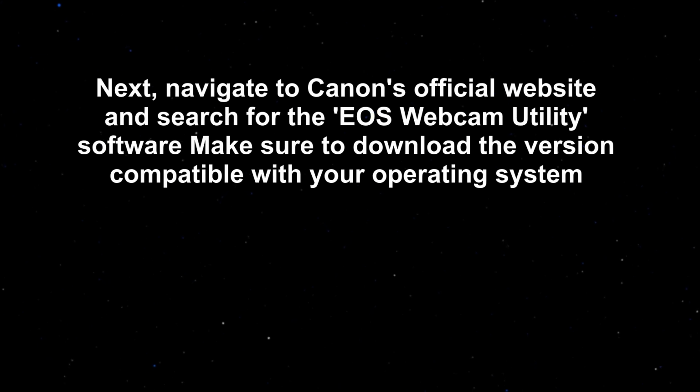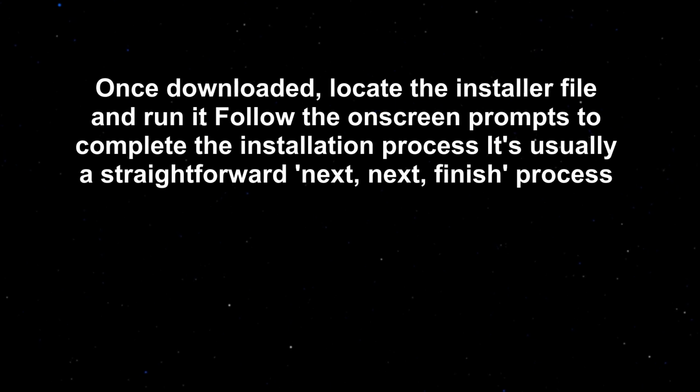Next, navigate to Canon's official website and search for the EOS webcam utility software. Make sure to download the version compatible with your operating system. Once downloaded, locate the installer file and run it. Follow the on-screen prompts to complete the installation process. It's usually a straightforward next, finish process.